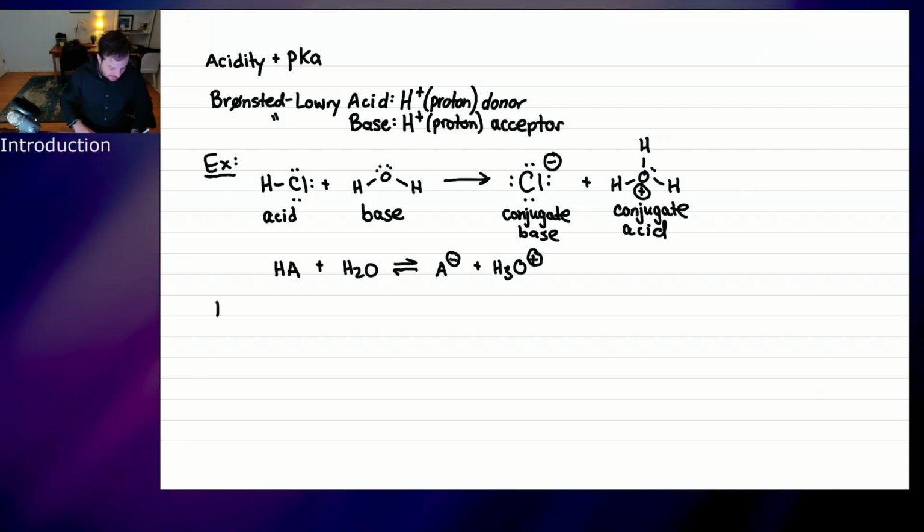We can then define a constant called the Keq, which is a measure of how much in the forward direction a reaction tends to go. And if you recall from your chemistry classes in the past, Keq is defined as the concentrations of the products divided by the concentrations of the starting materials.